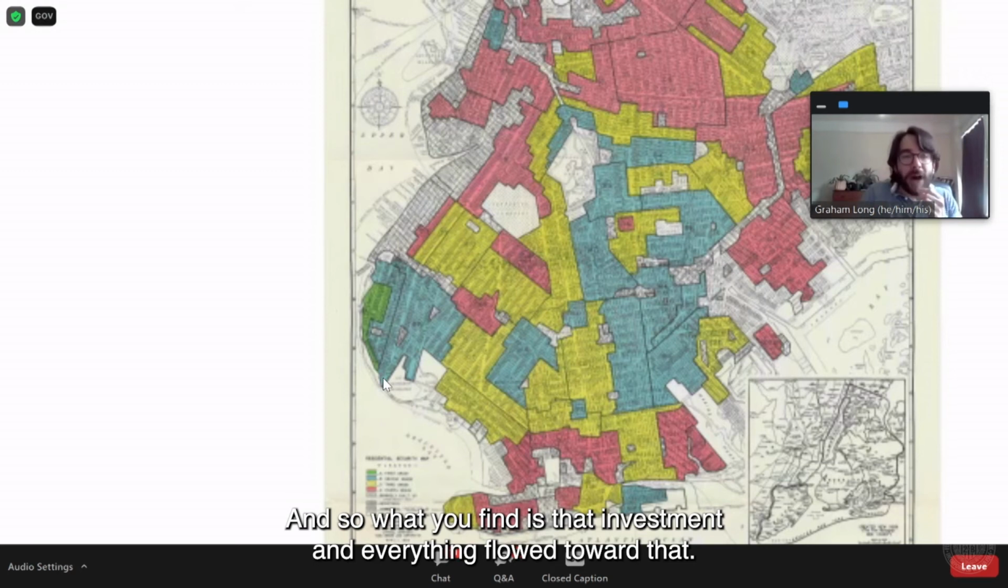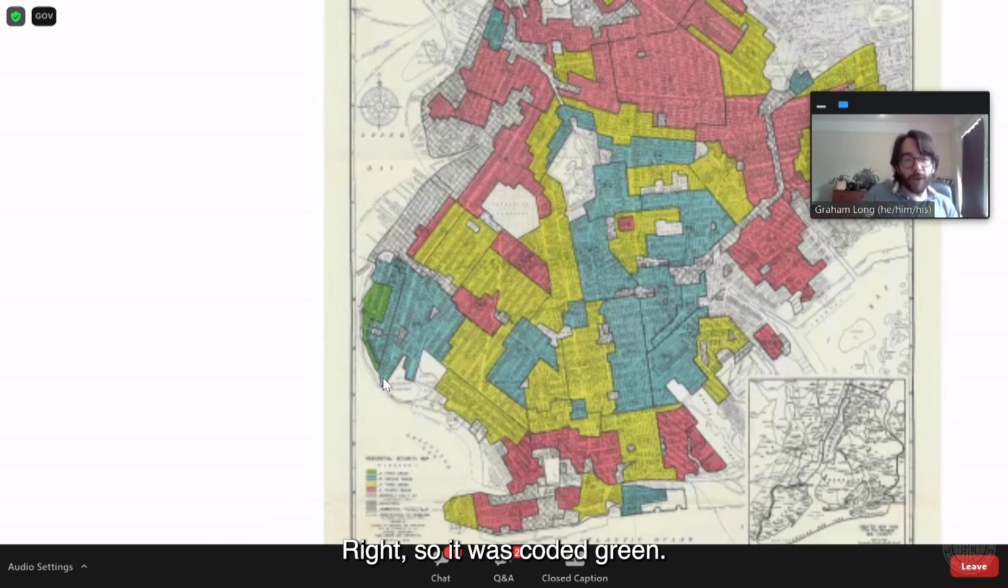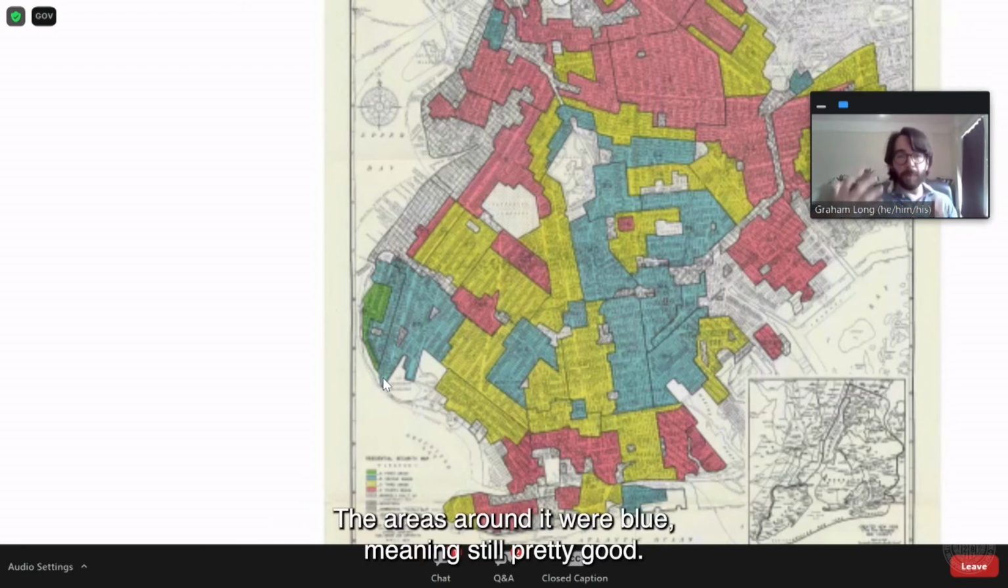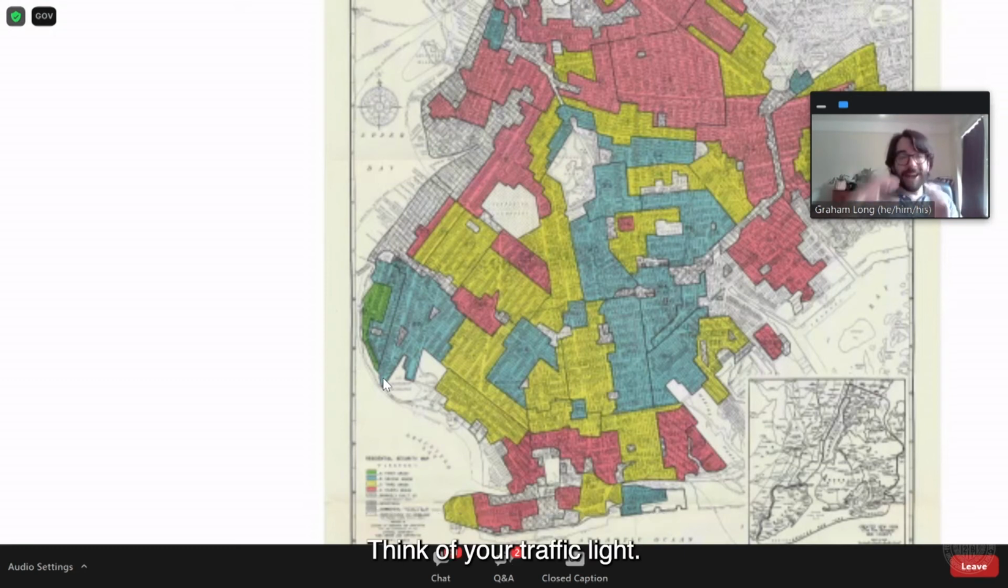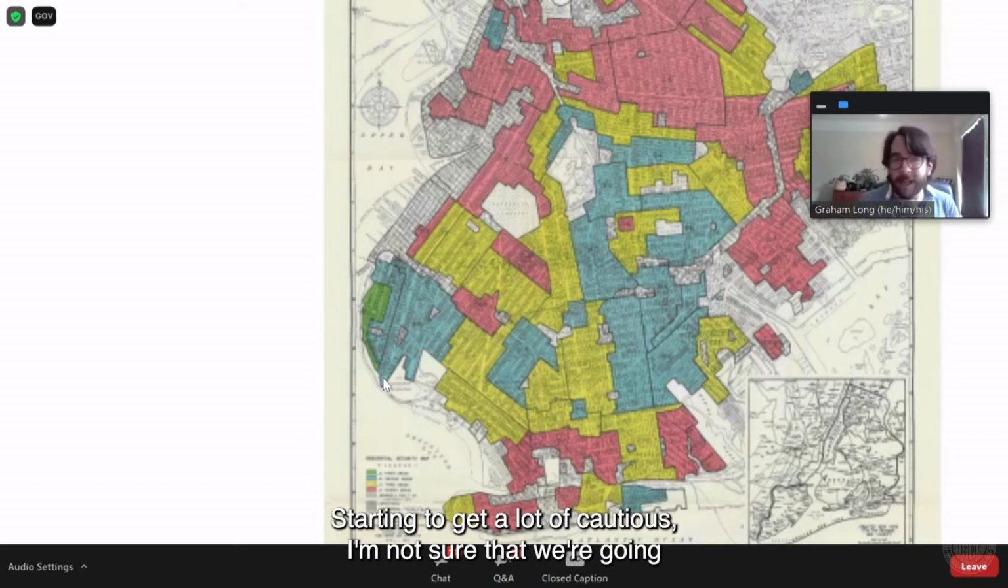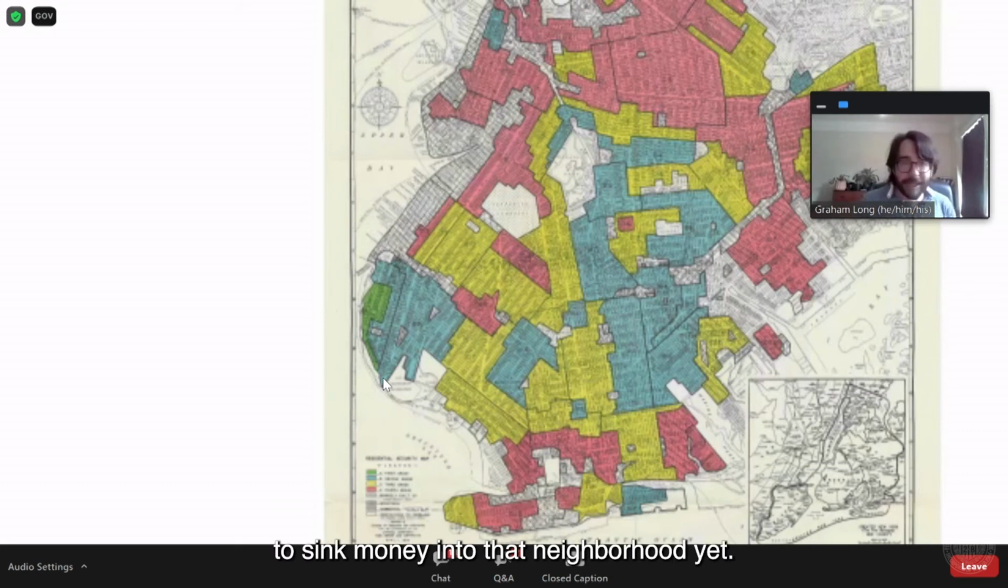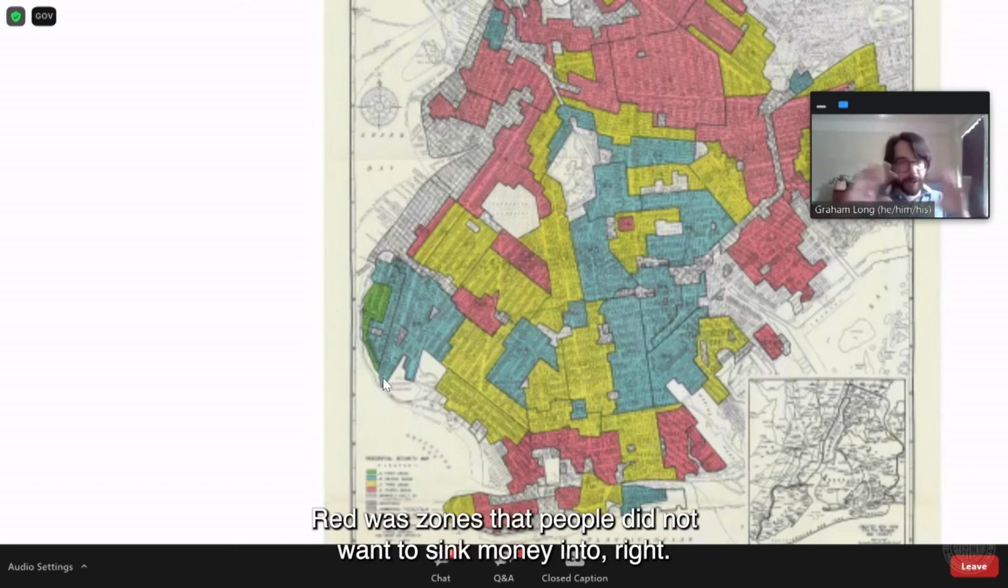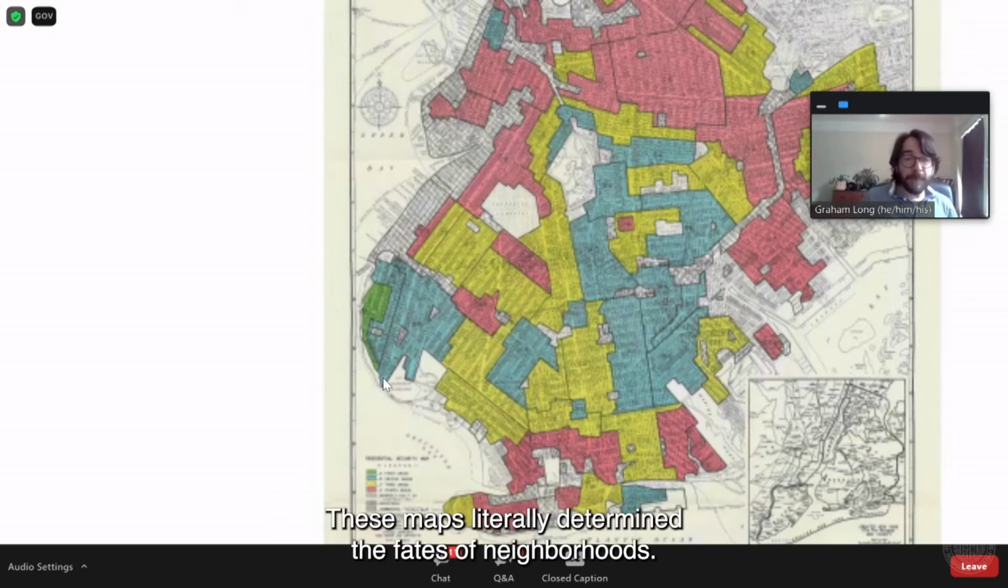And so what you find is that investment and everything flows toward that, right? So it was coded green. The areas around it were blue, meaning still pretty good. Think of your traffic light. The areas after that were yellow, starting to get a little cautious. I'm not sure that we're going to sink money into that neighborhood yet. Red was zones that people did not want to sink money into, right? These maps literally determined the fates of neighborhoods.